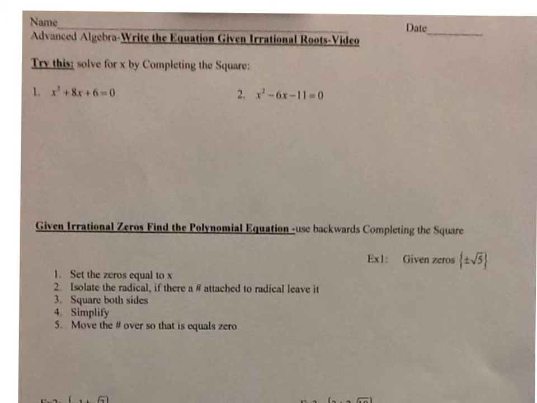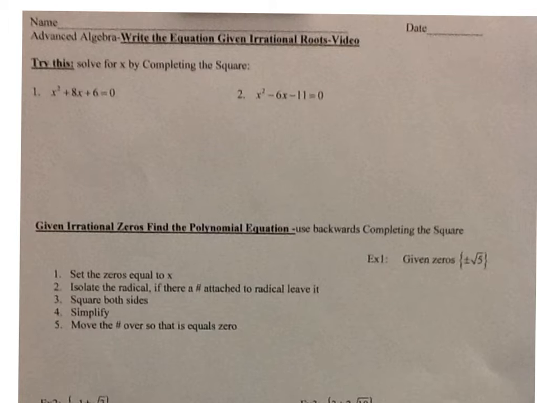Okay, so today what we're going to be working on is coming up with an equation if our zeros, our roots, are irrational. That means they have radicals in them. Okay, so I want you to put me on pause, try this. I want you to solve these. I want it done by completing the square. Okay, so put me on pause, do that, and then come back and check your answer.